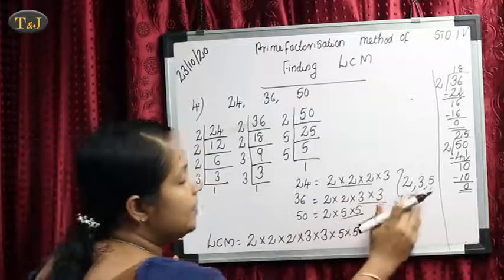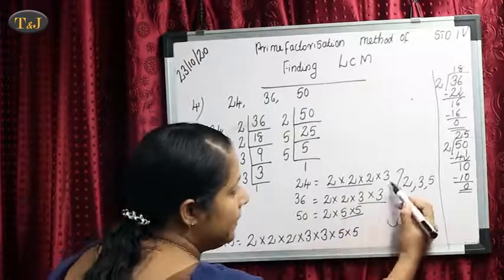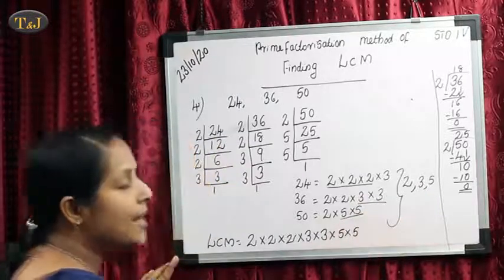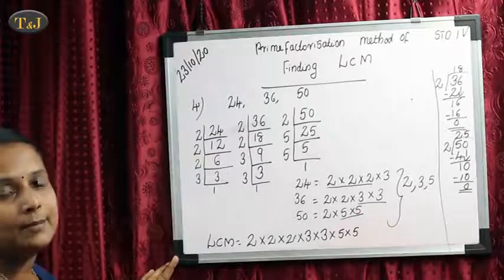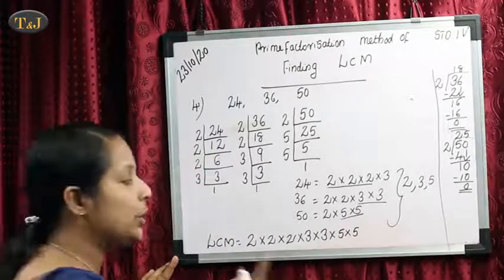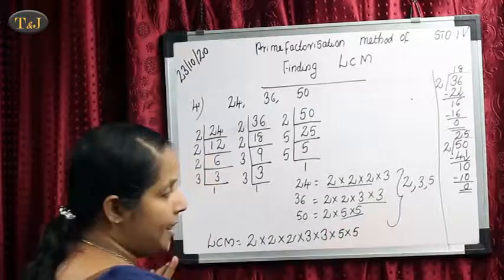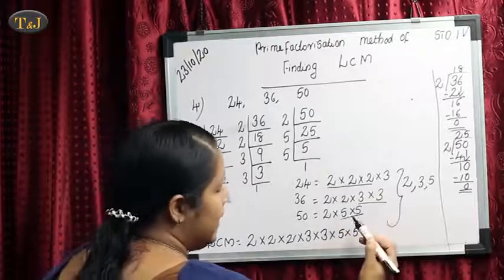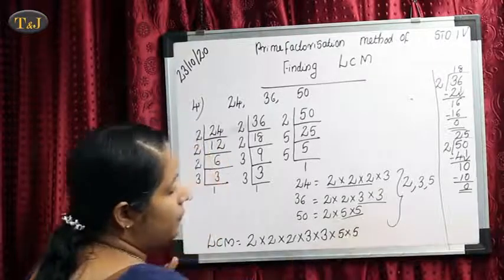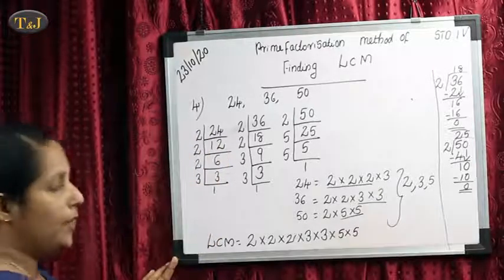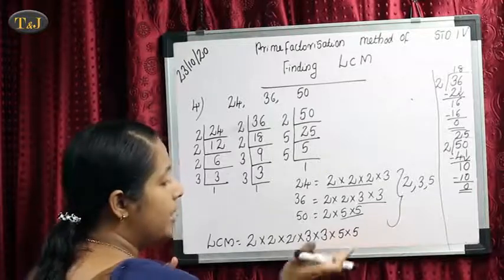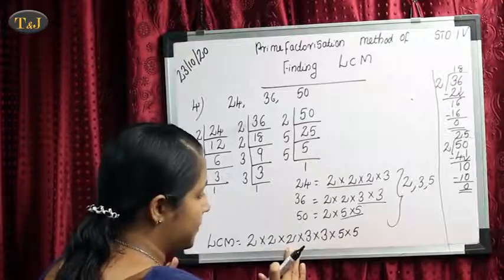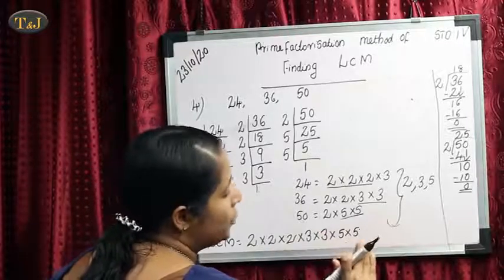The next prime number is 3. Here 3 is repeated 1 time. Here 3 is repeated 2 times. So we select the maximum number of 3s, which is 2 times 3. Then our next prime number is 5. In the last number, 50, there are 2 times 5. So we select 2 times 5. So we write 2 multiply 2 multiply 2, that means 3 times 2, 2 times 3 and also 2 times 5.